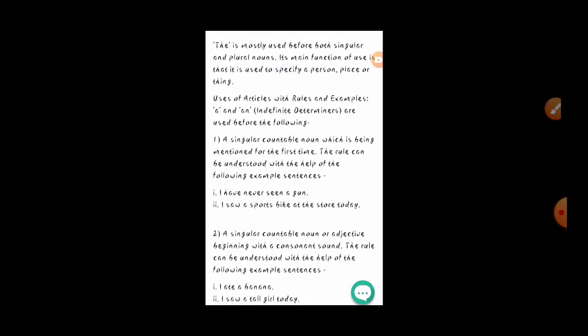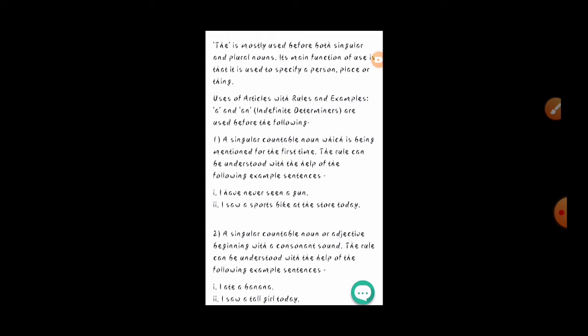Then about the. The is a definite article. It is the, okay? The is mostly used before both singular and plural nouns. That means the can be used for both singular and plural nouns. Its main function is that it is used to specify a person, place or thing. That means the is used to specify a person, place or thing, okay?